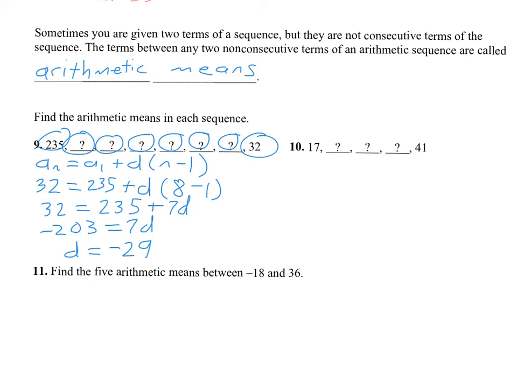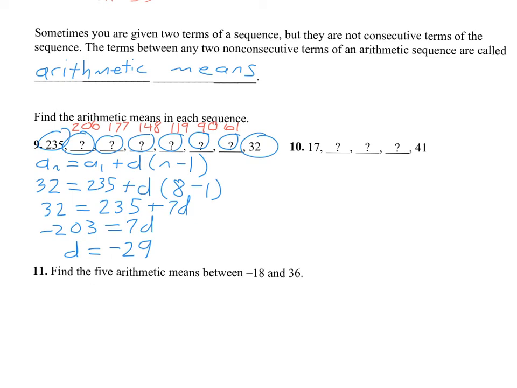Okay, so then to insert these arithmetic means, you subtract 29 and you get 206. Subtract 29 again, you get 177. Subtract 29 again, you get 148. 148 minus 29 is 119. 119 minus 29 is 90. 90 minus 29 is 61. And 61 minus 29 is 32.